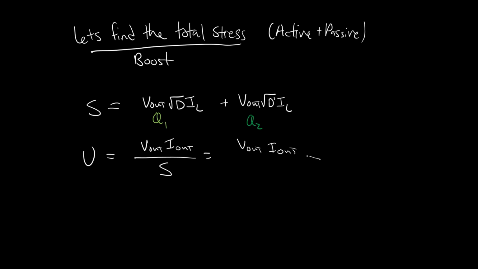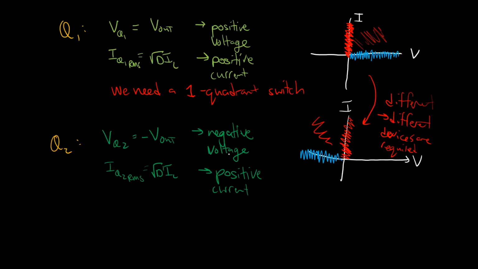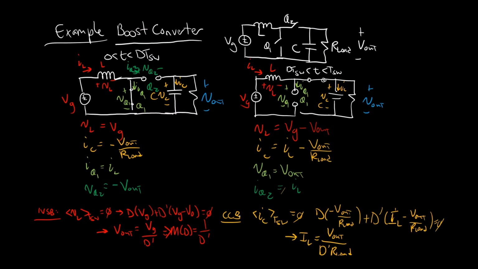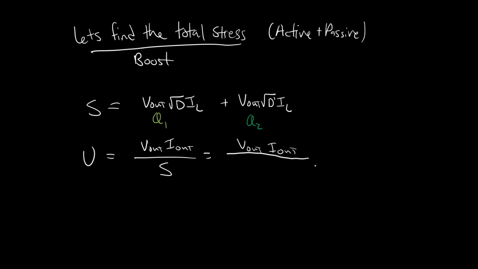So what we should do is find everything in terms of V out and I out. Well, what do we know about IL? IL is equal to V out over D prime R load, or really, we can rewrite this as I out over D prime, and that's what I'll do, right? So IL is I out over D prime. So recall, IL is I out over D prime. Great, so let's throw that in here.